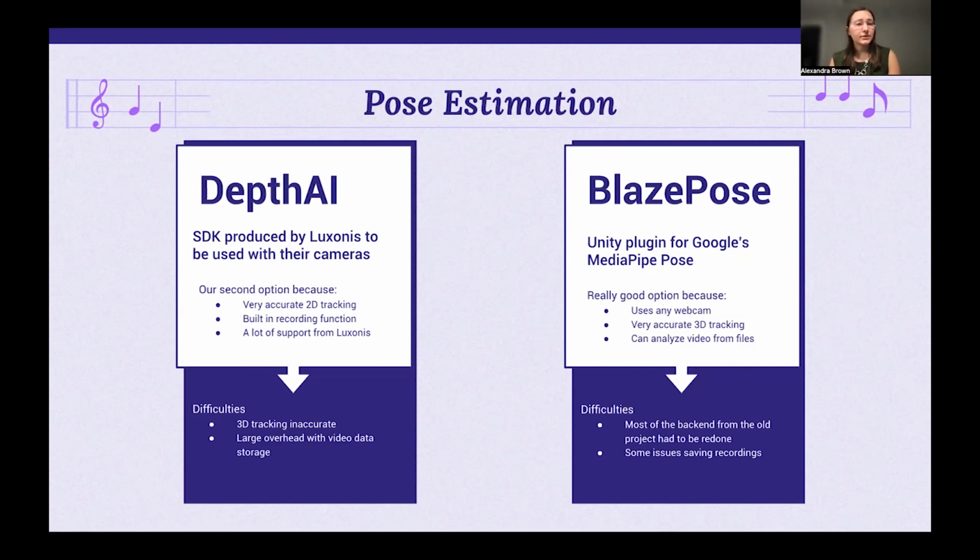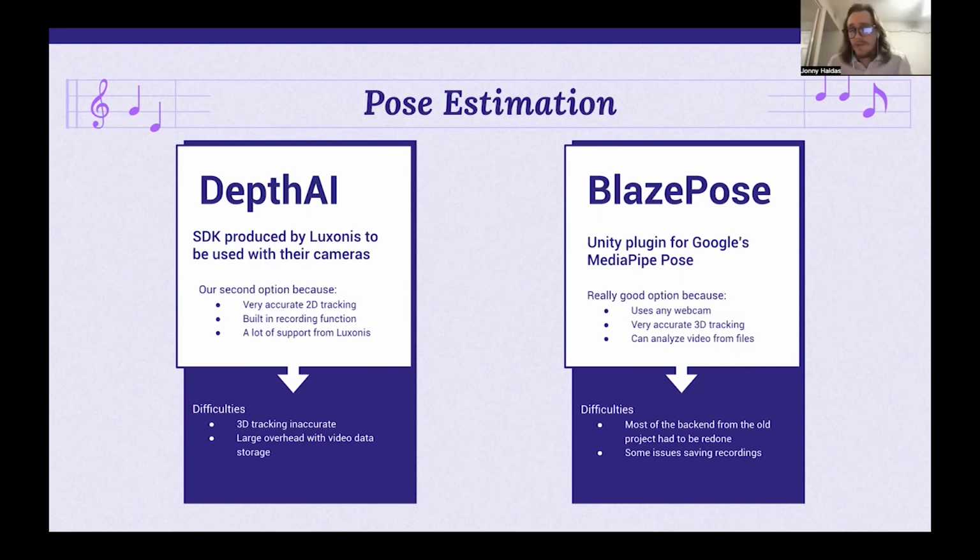It had very accurate 2D tracking, a built-in recording function, which we needed, and, as Noah mentioned, a lot of support from Luxonis. They had a very active Discord server. One of the biggest issues, though, was that the 3D tracking was just inaccurate, and there was also a lot of large overhead with video data storage. Like I said, their support was great, and when they were unable to help us with our issues, they pointed us to Google's MediaPipe Pose.